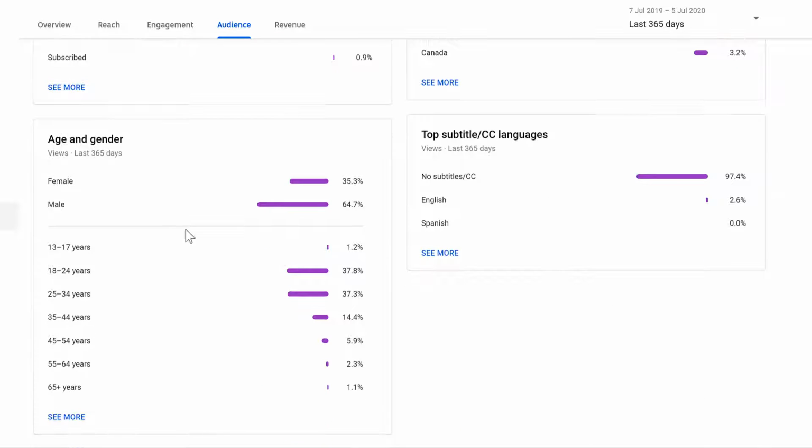We can also have a look at the age and gender as well. So about a third of my views come from women and about 2/3 come from men. I'm guessing this is probably because men tend to be interested in more computer-based stuff. And then you can also see the different age groups as well. So most of my views, about 75%, come from people between the ages of 18 and 34 years old. And I get far fewer views from young people and old people.